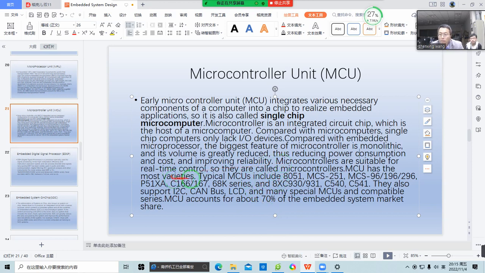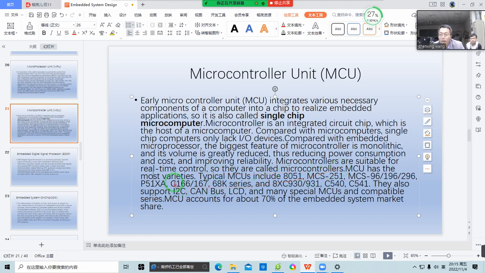Microcontrollers are suitable for real-time control. For example, an electronic elevator is a real-time control. If we have some emergency event, it will stop immediately. So it's real-time. So they are called microcontrollers.